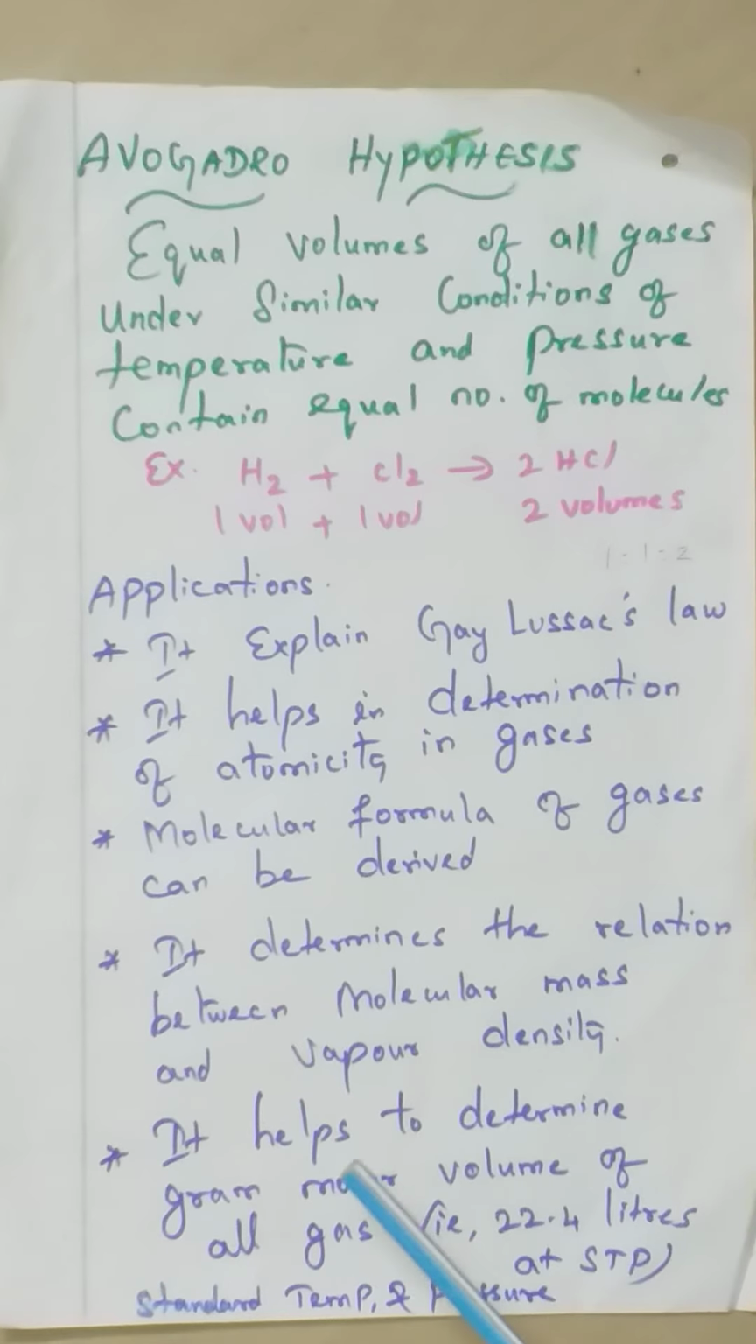The last point, it helps to determine the gram molar volume of all gases. What do you mean by molar volume? The volume occupied by 1 mole of any gas. For example, oxygen is 22.4 liters at STP. STP means standard temperature and pressure. So the volume occupied by 1 mole of any gas is called the gram molar volume. Here also Avogadro's law is used to find the gram molar volume.